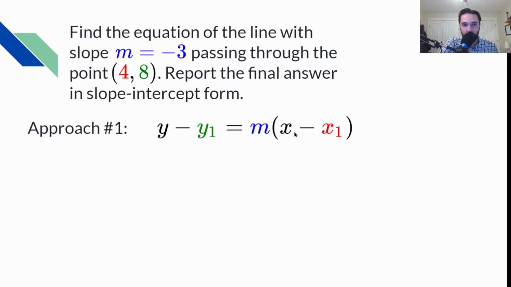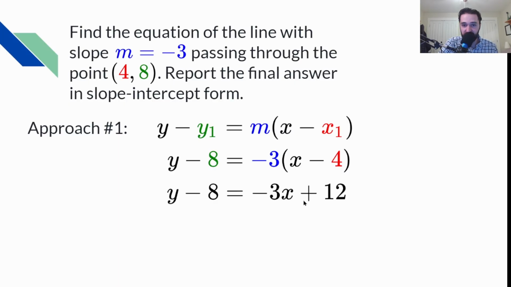We're starting with point slope form, right? We have the slope and we have a point on the line. So we can just plug these values into the equation to see what we get. The slope in blue here is -3, x1 in red is 4, and then y1 in green is 8.